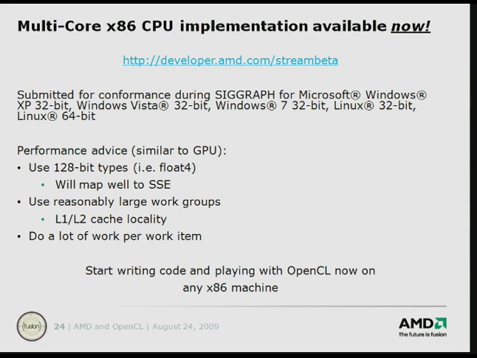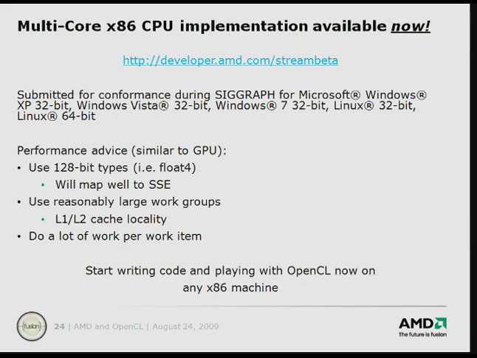So you can actually go get our CPU implementation now. It's public. It's been submitted for conformance. It hasn't quite finished the conformance cycle just yet. We submitted this during SIGGRAPH. So we have Win32, so XP, Vista, and Win 7 up, and Linux 32 and 64-bit up.